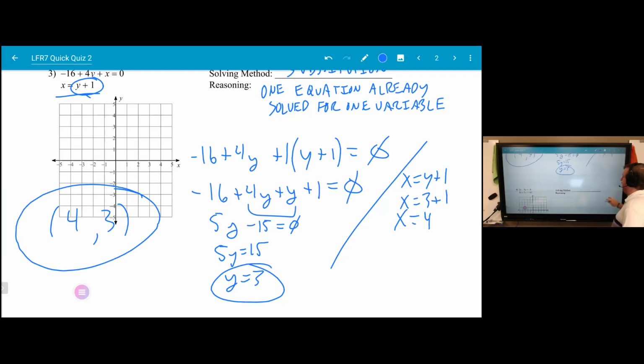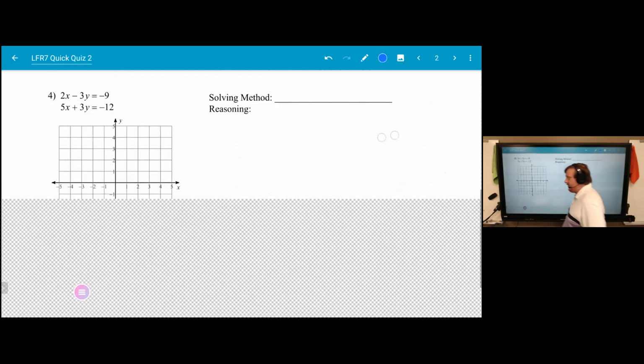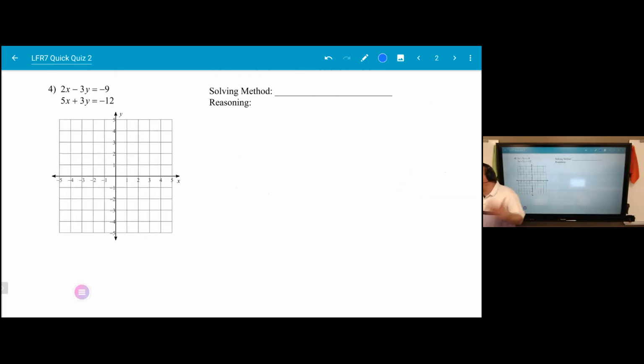Let's look at our last one here. Oh, yes. After a quick glance, I look at this and I say, oh, I know I need to use the elimination method because I haven't done that yet. But I'm looking here, I'm saying, oh, hey, look right there. If I added these two things together, I'd get 0 and I could eliminate y. I'm going to use the elimination method.